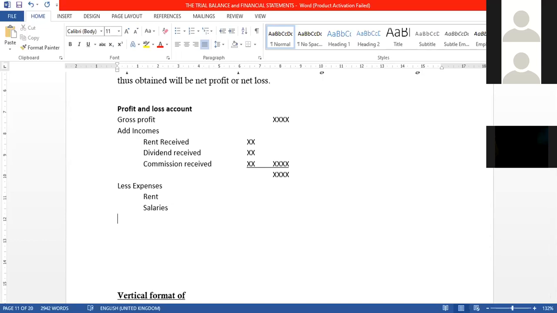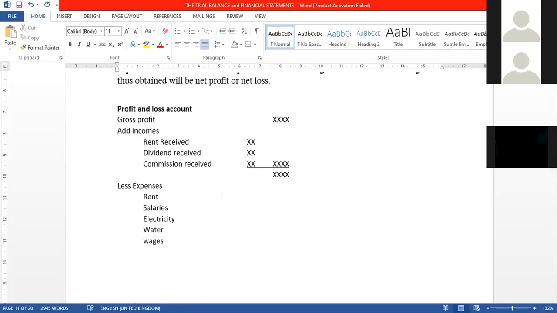What else? What else can we have? Electricity. Electricity. What else? Good people, what else? What else can we have there as one of the expenses for the business? If you paid water bills, right? It may be there. Bills, water bills, yes. Wages. We may also talk about wages. Wages are different from salaries. We may also have wages, right?